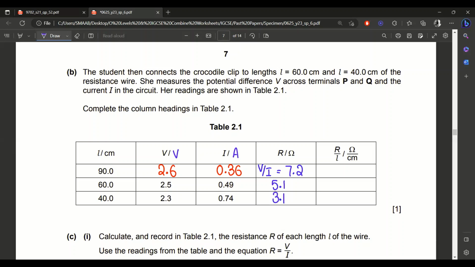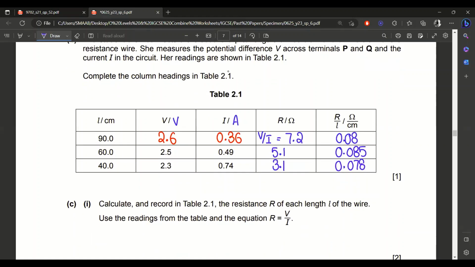And for R over L, you just need to divide resistance by length. So resistance is 7.2 divided by 90, so that will be equal to 0.08 for the first part. And in the second part, 5.1 divided by 60, that will be equal to 0.085. And the last, 3.1 divided by 40, that will be equal to 0.078, rounded off to 0.08, right? So almost they are equal to 0.08, right? Yes.